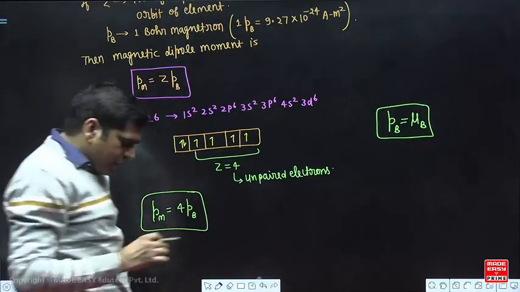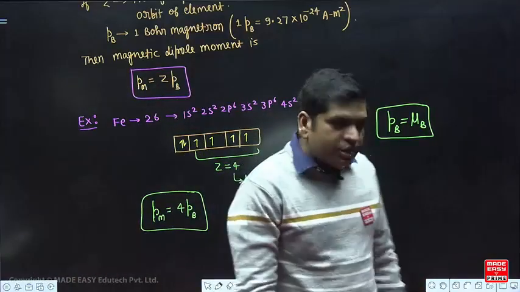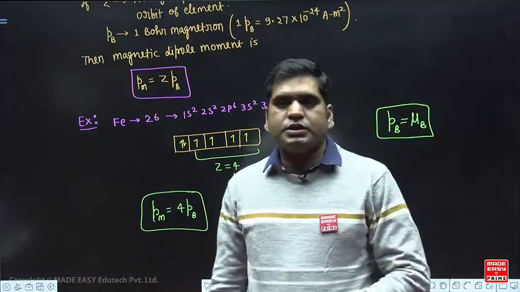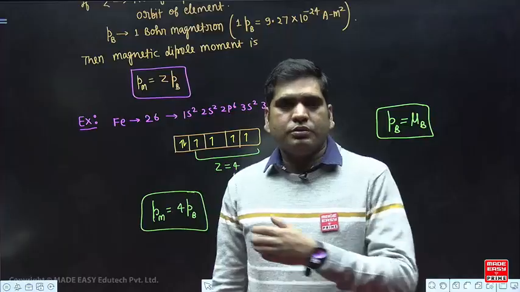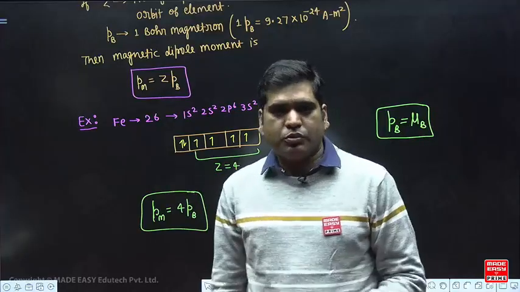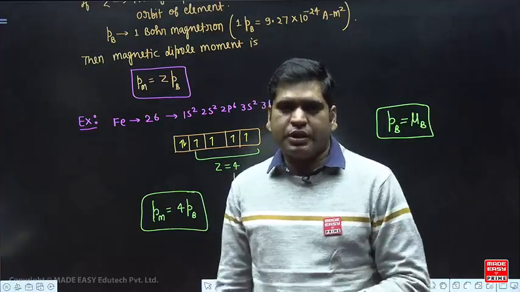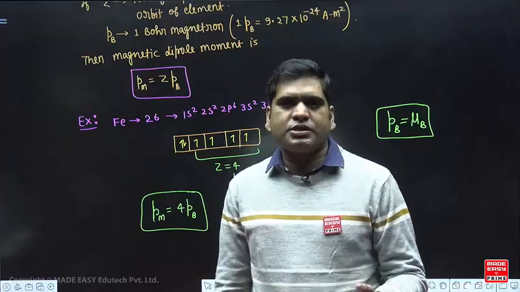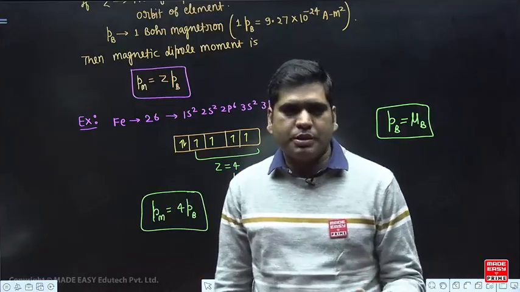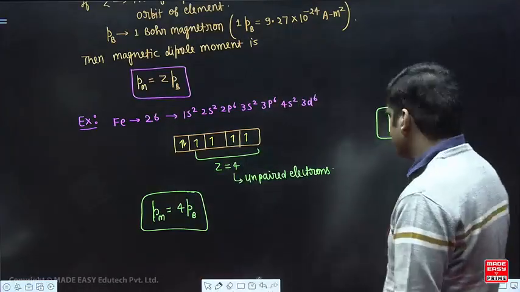So here onwards, if I say that a material is having permanent magnetic dipole, it means the material is having a non-zero value of these spin dipole moments. It means it is having unpaired electrons. And if I say that the material does not have permanent dipole, it means the material is having paired electrons.